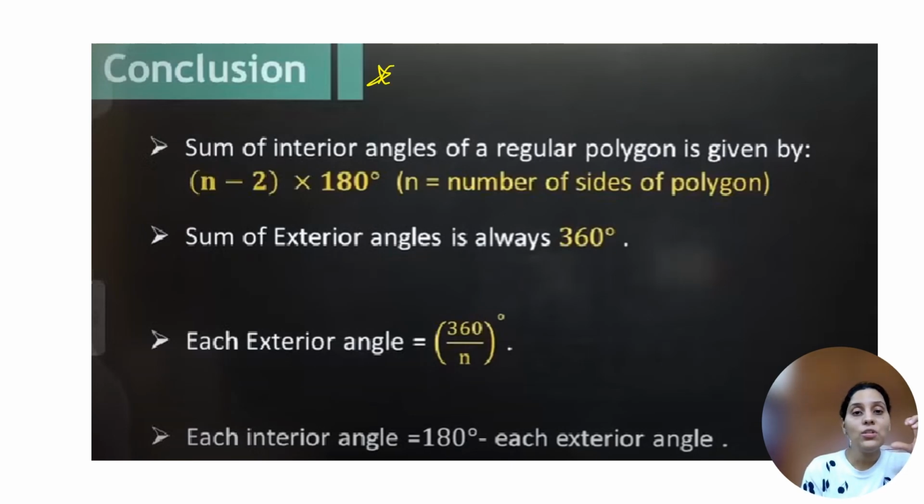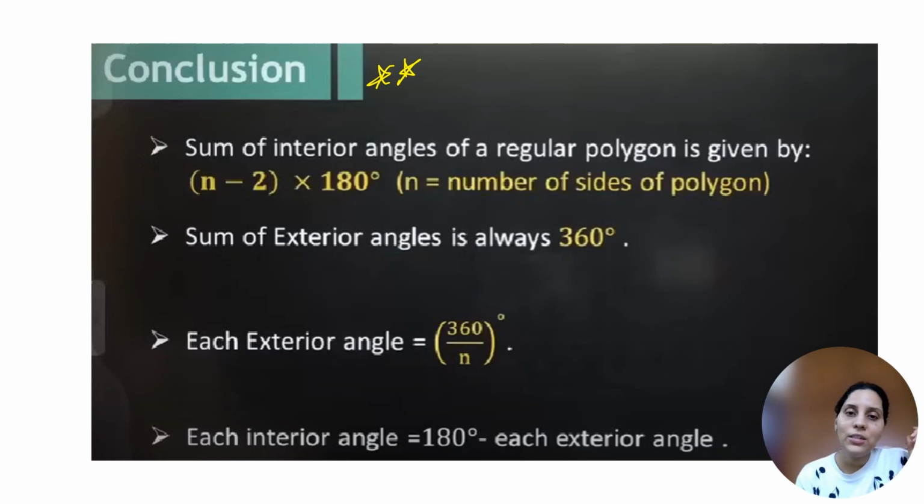Now, this is the most important slide of polygons. Here you will find all the formulas and it's very easy to remember. I will explain it to you. Now, the sum of interior angles of a regular polygon, I'm only talking about regular polygon, keep that in mind, is given by n minus 2 into 180 degrees, where n is the number of sides. I am going to explain one example for each.